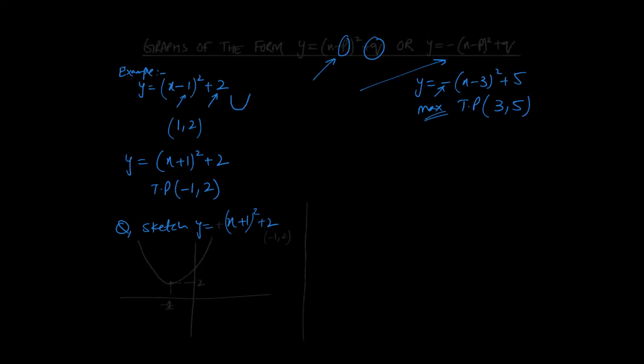Let's take another example. Let's say the question says sketch y is equal to negative (x minus 1) the whole thing squared plus 5. Now by looking at the negative sign over here, you can decide that it's a maximum curve, and the turning point is 1 comma 5. So 1 comma 5 is somewhere here.